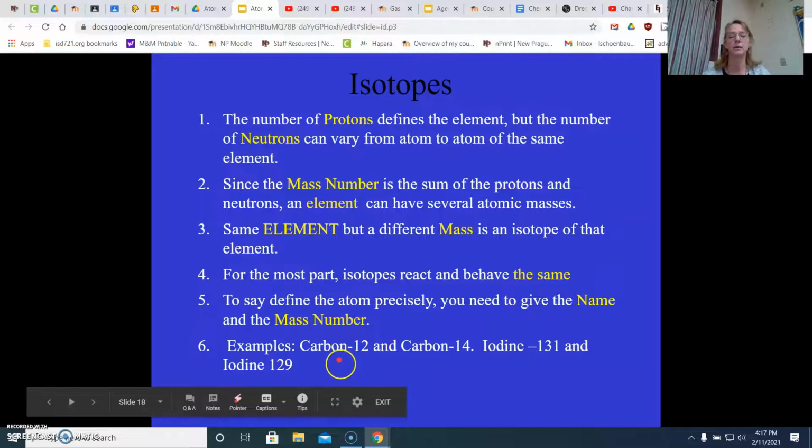So carbon has 6 protons. If it has 6 neutrons, it is called carbon-12. 6 protons and 8 neutrons is carbon-14. It's still carbon, but these are isotopes of that carbon atom. That's as far as we're going to get today, and we'll finish up tomorrow.